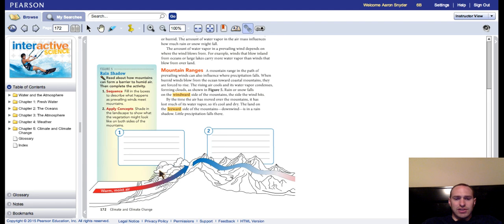And we can see as it gets colder, that moist air turns back into water and decides to rain on this side of the mountain. We call that side the windward side of the mountain. So rain or snow falls on the windward side of the mountain.